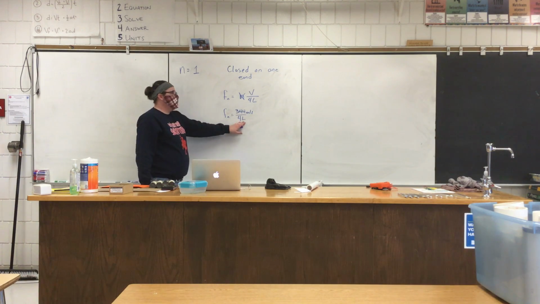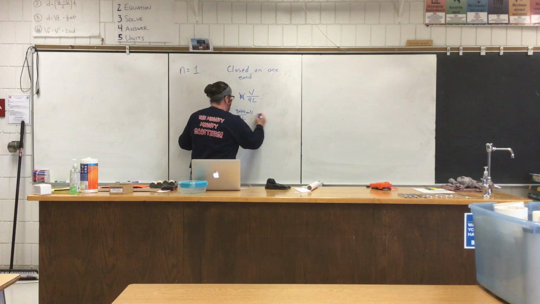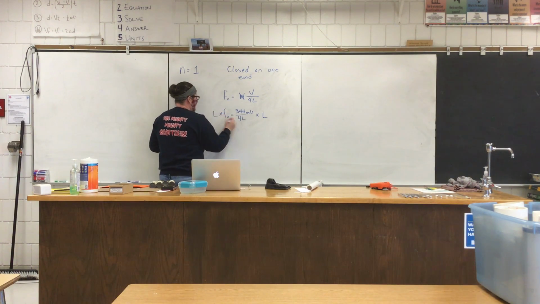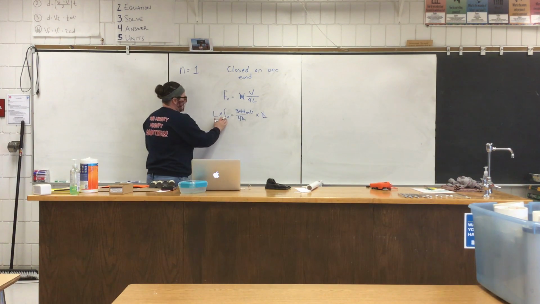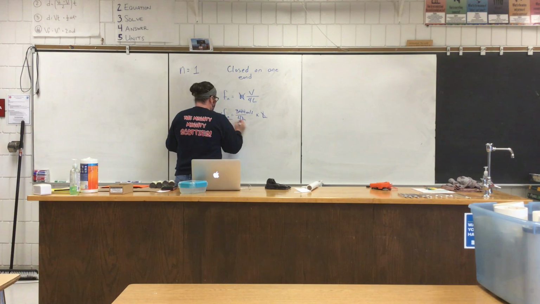We need to solve for the length that we're going to be cutting here. So in order to get L to the other side, we'll do the opposite. Right now it's being divided. The opposite is multiplying. And then we need to bring the frequency over to the other side. We'll divide by f of n on both sides.